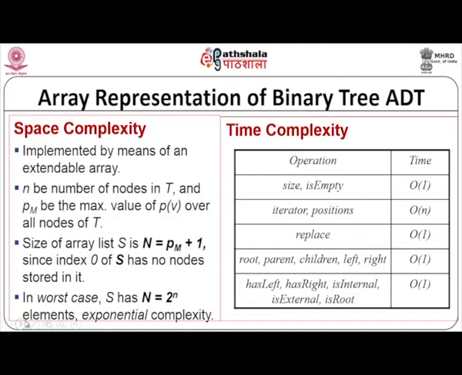So, for time complexity, size and isEmpty are 0(1). Iterator and positions are O(n) because you have to go through the complete array. Replace is 0(1), and all other operations, root, parent, children, left, right, hasRight, isInternal, isExternal, isRoot, everything is 0(1). The only thing is the array size is very large.